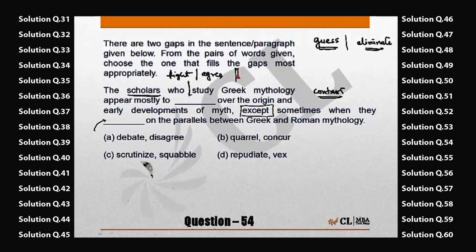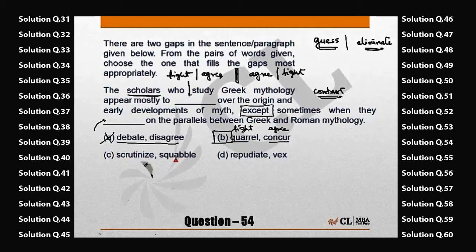That is one choice. Or the other choice would be appear to agree over the origin and early development of the myth, except sometimes when they fight on the parallels, something like this. So fight, agree, or agree, fight. But the key thing is there has to be a contrast. So debate, disagree can be eliminated clearly. That does not give a contrast, it means the same. Quarrel or conquer, fight, agree. So B is in line with what we derived.